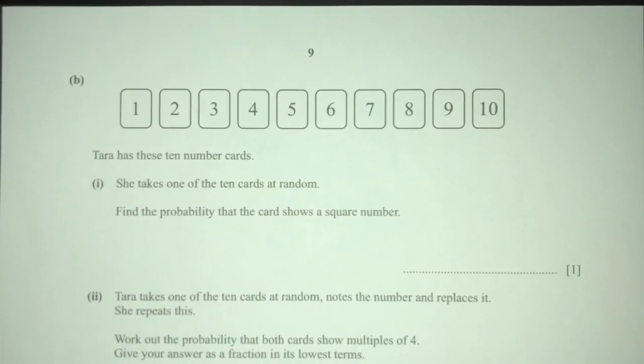So here we have what? Tara has these 10 number cards. So she has 10 cards. Okay, cool. Now, part 1. She takes one of the 10 cards at random. Find the chance the card shows a square number.